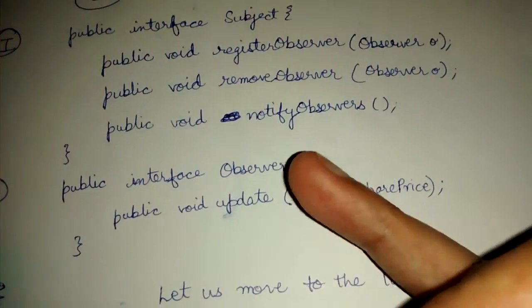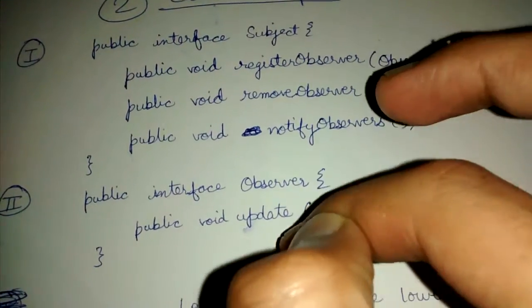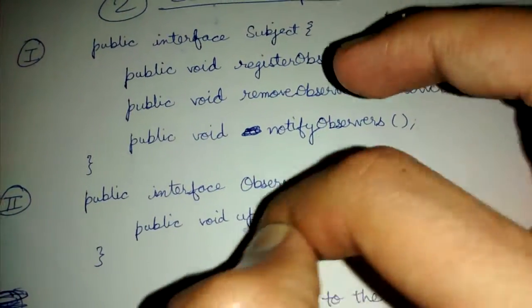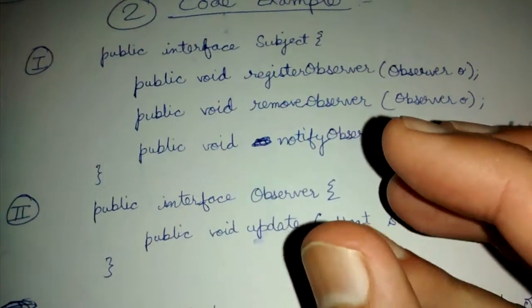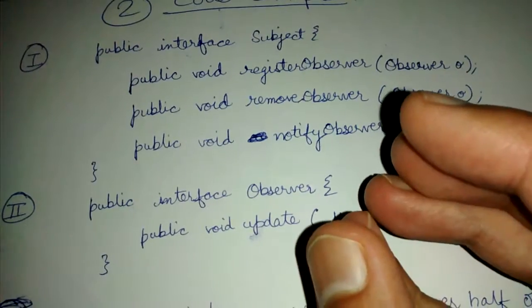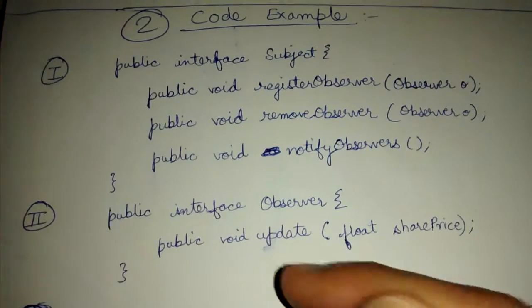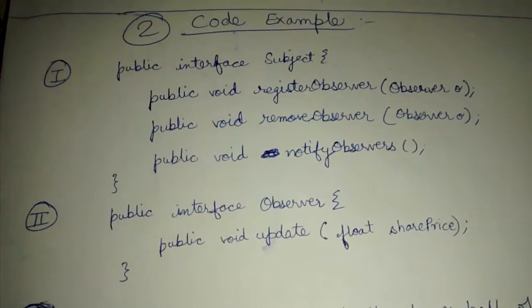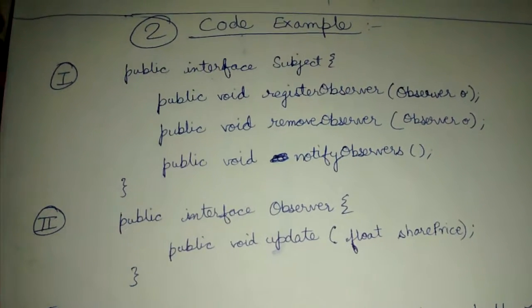So observer basically has an update method, which is called whenever an observer is updated. So whenever a subject wants to notify an observer, that is, it wants to update the information of that observer, it will call the update method on that observer. Okay, so these were just the interfaces. Let's look at their implementations. So basically these are the implementations of that.